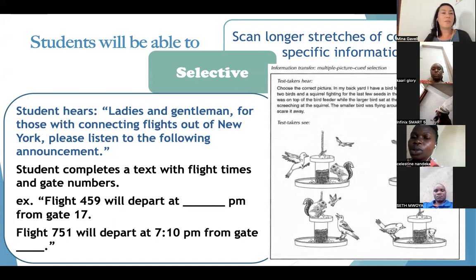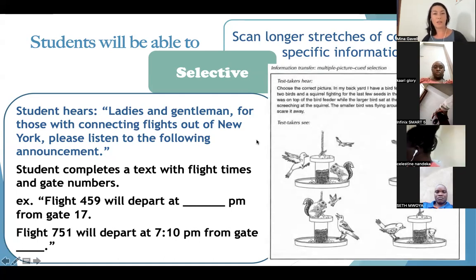So students need to scan the information to listen for something specific. So the time of their flight and their gate number, something like this. Yeah, selective listening is very important.